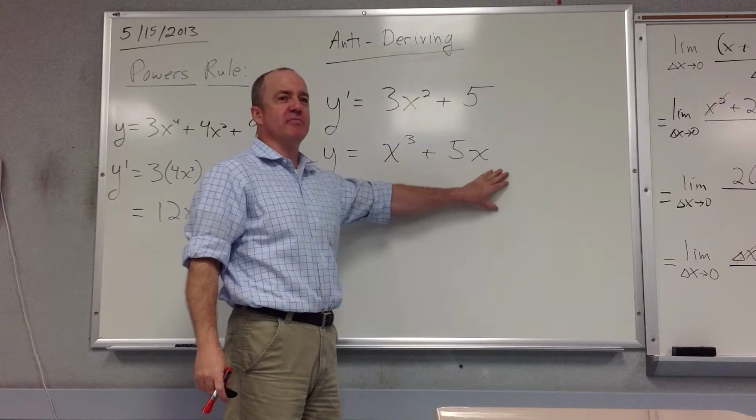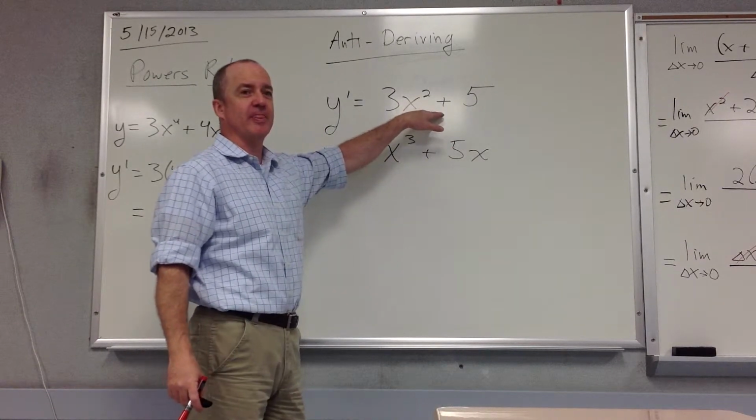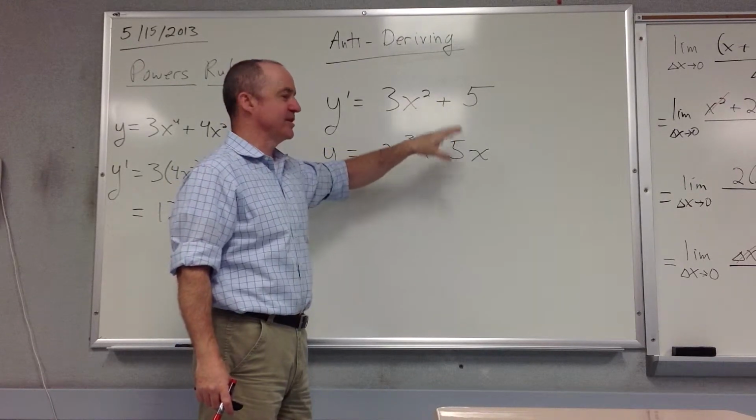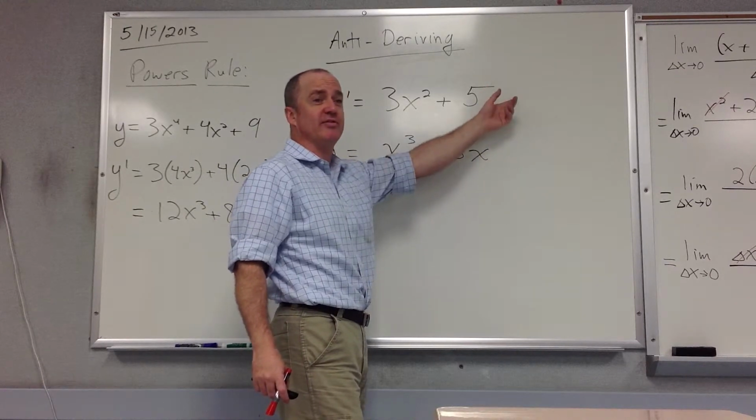If there had been a number here, what would have happened to it when we took the derivative? It would have gone away. Diego's getting good at this game. Does everyone else see that? If there had been plus 12, when we took the derivative, it would have gone away.